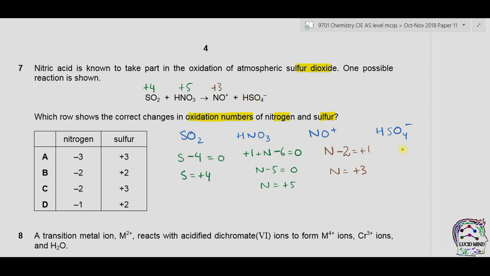In HSO4 we have 1 hydrogen, which is plus 1, 1 sulfur. For 4 oxygen the oxidation state will be minus 8, overall charge is minus 1. So sulfur equals plus 6. So for sulfur we can see that the oxidation state has increased from plus 4 to plus 6, so the increase is plus 2. For nitrogen the oxidation state has decreased from plus 5 to plus 3, so the decrease is also minus 2. The answer is therefore B.